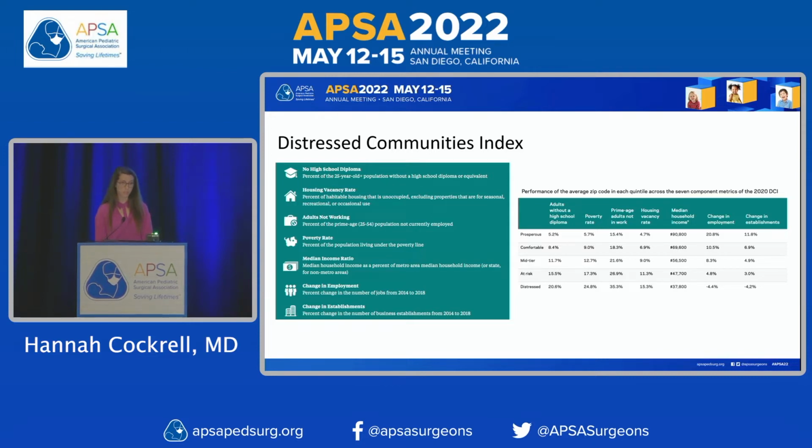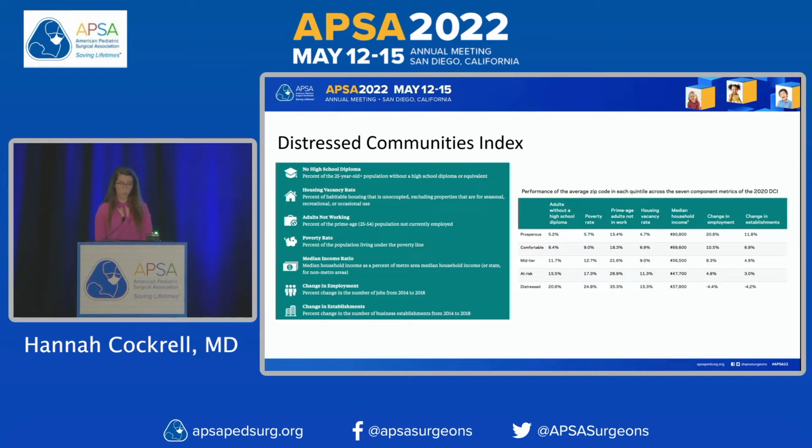The Distressed Communities Index was developed by the Economic Innovation Group. It uses data from the U.S. Census Bureau's Business Patterns and the American Community Survey to calculate economic well-being based on zip code level for those zip codes with at least 500 residents. The index is composed of 7 metrics shown on the slide.